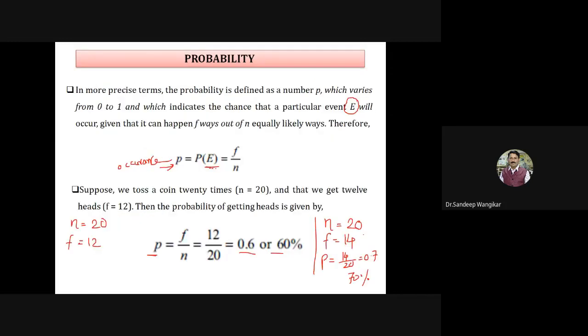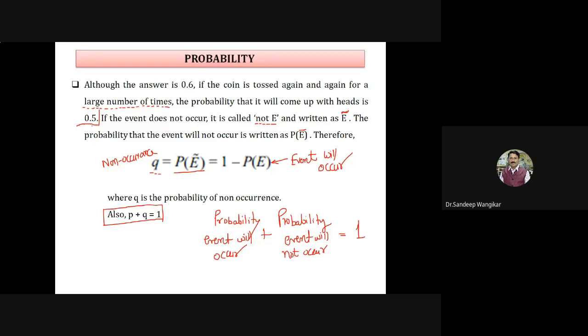So once again, let me highlight this point. E is the event will occur and small p is the probability of occurrence. So the probability that the event will occur is given by f divided by n. f is the number of times the event occurs out of n. For example, n is 20 and f is 12, the number of times the coin shows head. So we have taken one example here. Now if the event is repeated, or we can say the coin is tossed 10,000 times, 1 lakh times, then the probability of occurring head or occurring tail, the generalized concept, is 50% only.